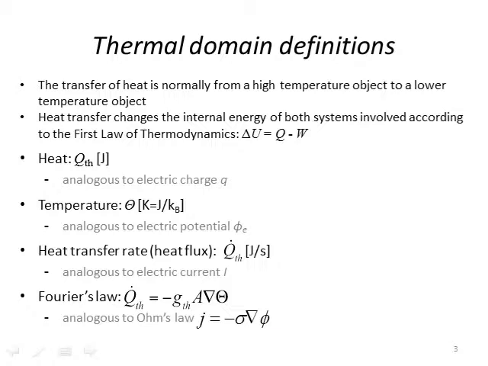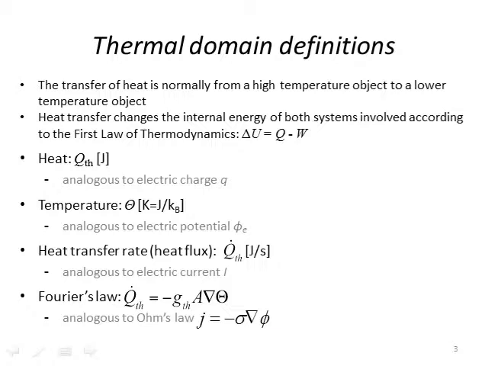So the 4 quantities that are important for heat transfer in the thermal domain for this course are heat, which is given the symbol QTH. It is a joule, is the unit. And this is analogous to electrical charge if we're going to be using these lumped models. Temperature is theta, which is Kelvin. This is analogous to electrical potential or voltage.